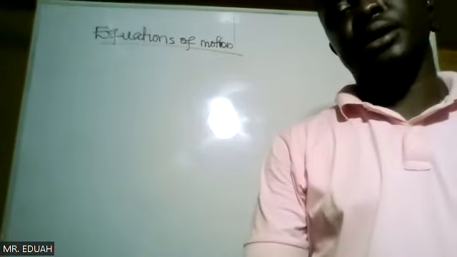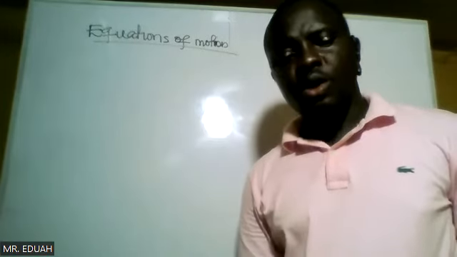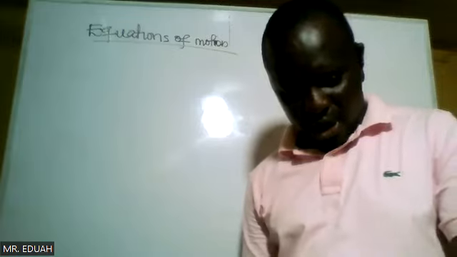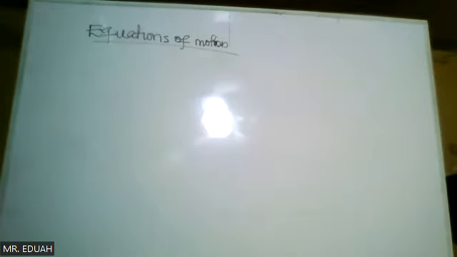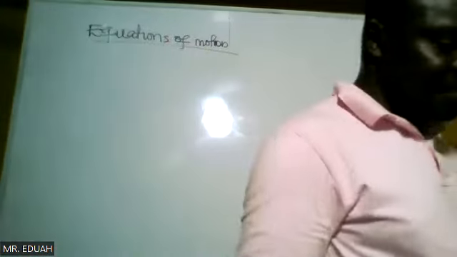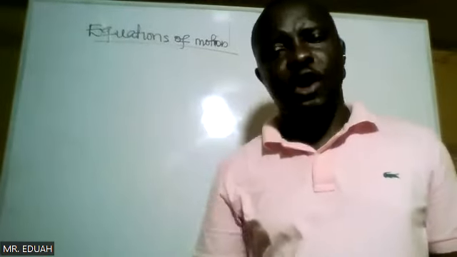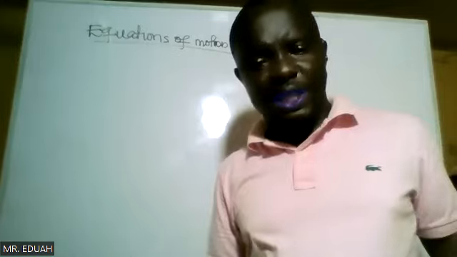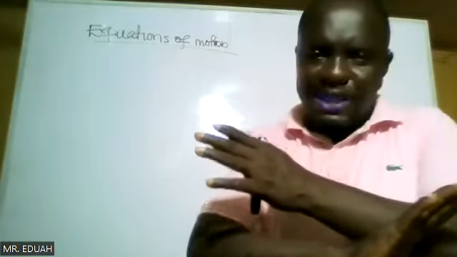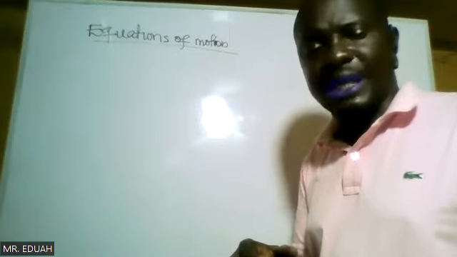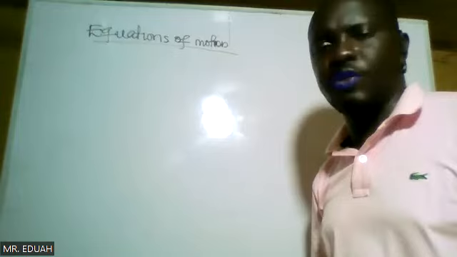Okay, we have looked at graphs of motion. We equally have mathematical equations of motion. Now the equations of motion dwell on one important fact, and the fact is that the body must be in a uniformly accelerated motion. So the body in motion must be in uniform acceleration for the equation to work. Meaning that if the motion is not uniformly accelerated, you can't use the equation in solving problems.